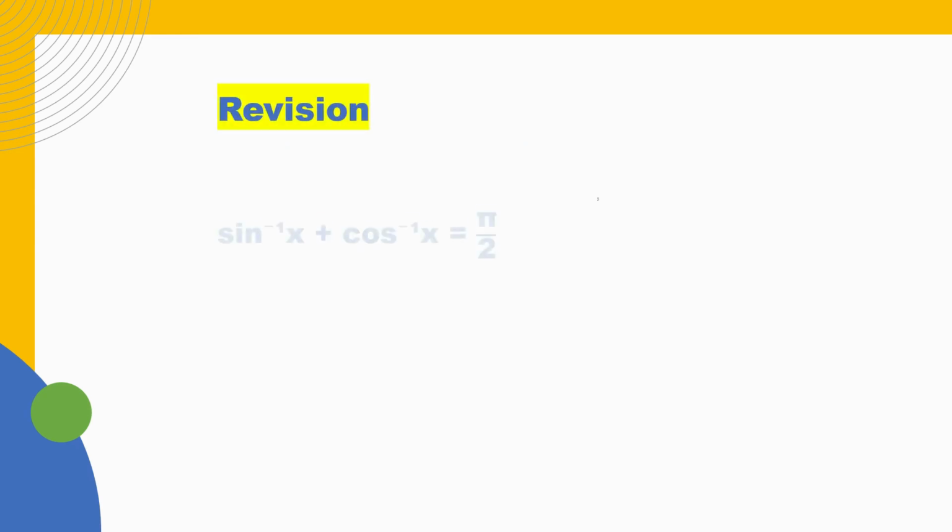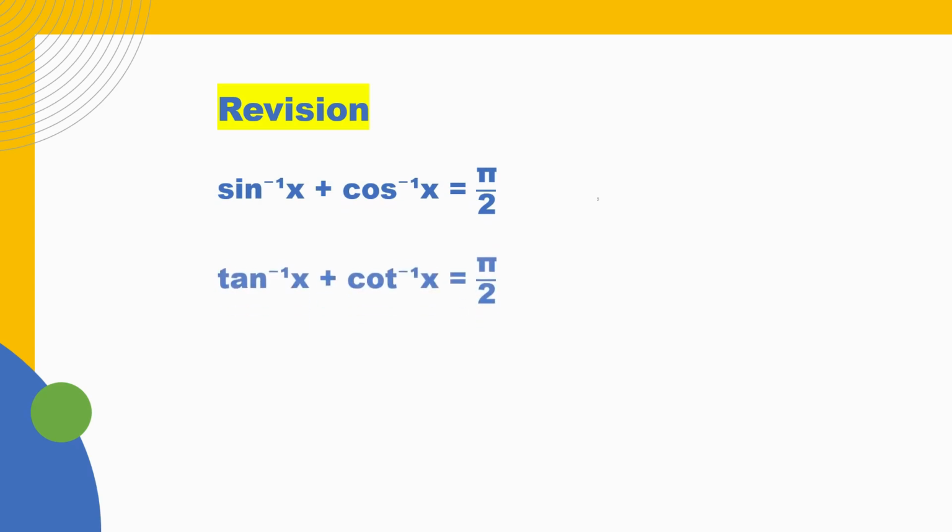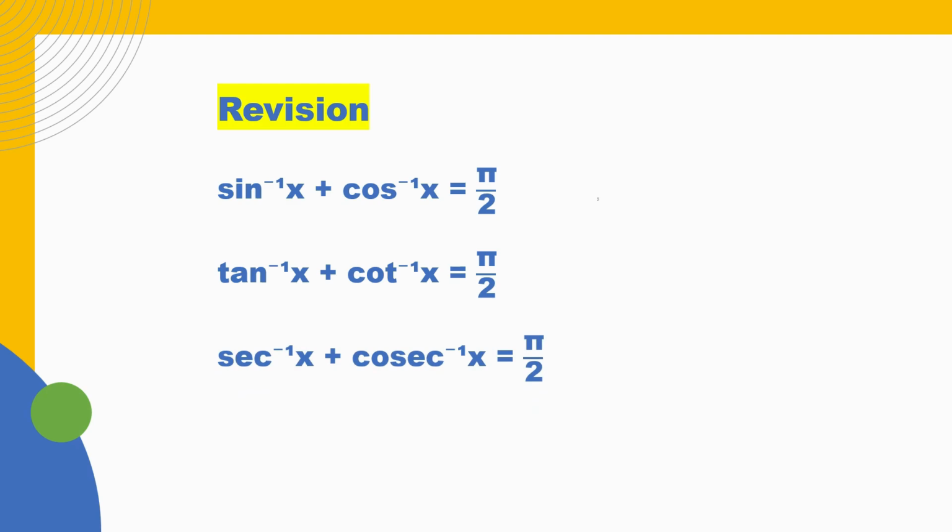These are the basic identities everyone learns. Think of them as the alphabet of inverse trigonometric functions. Today, we are moving from alphabet to full conversation.